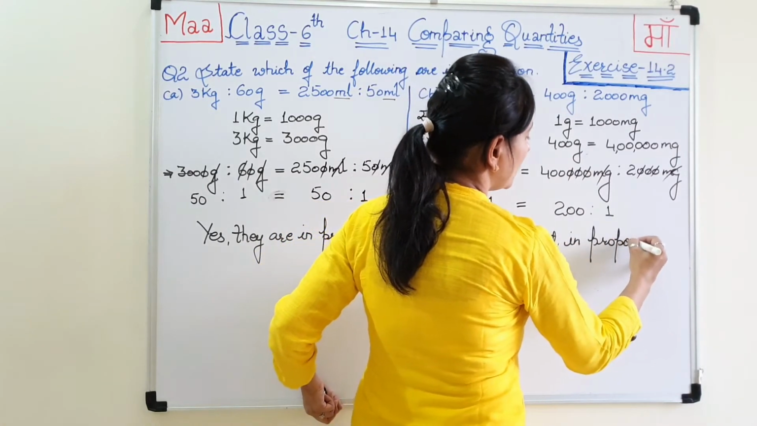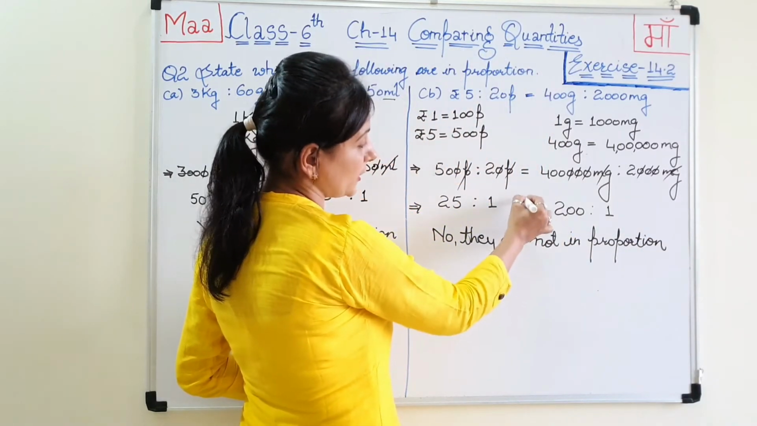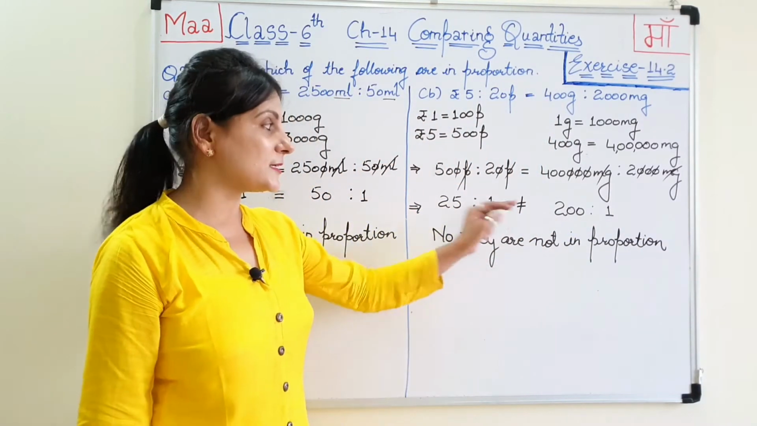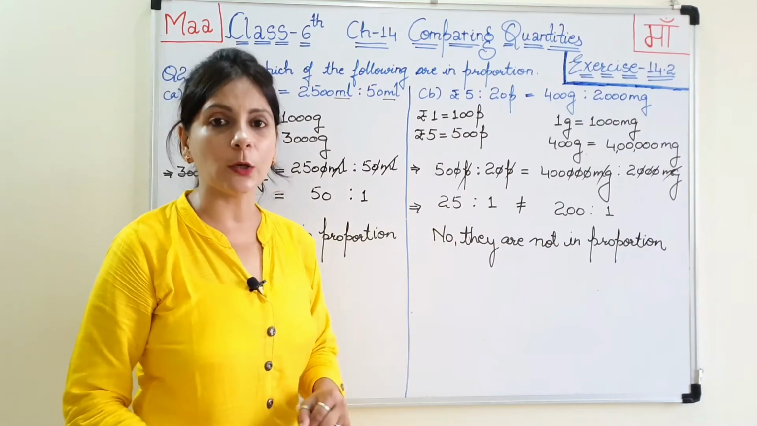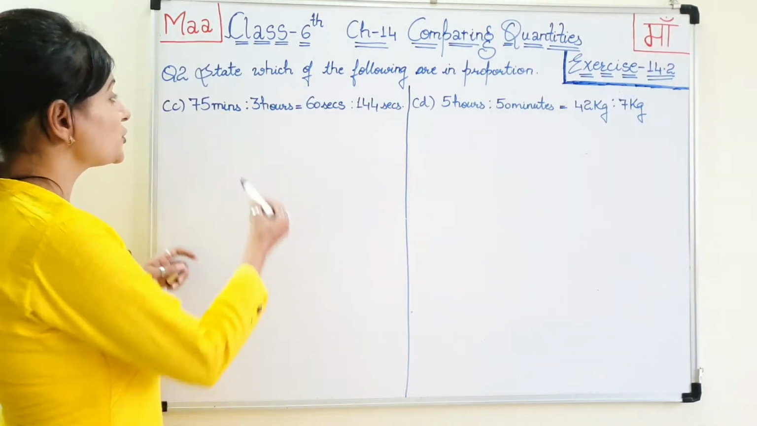Okay students, so like this you have to do, and both the sides are not equal now, so you will cancel this equal to sign. So this side is not equal to that side. Fine. Now let us pay attention on C part.